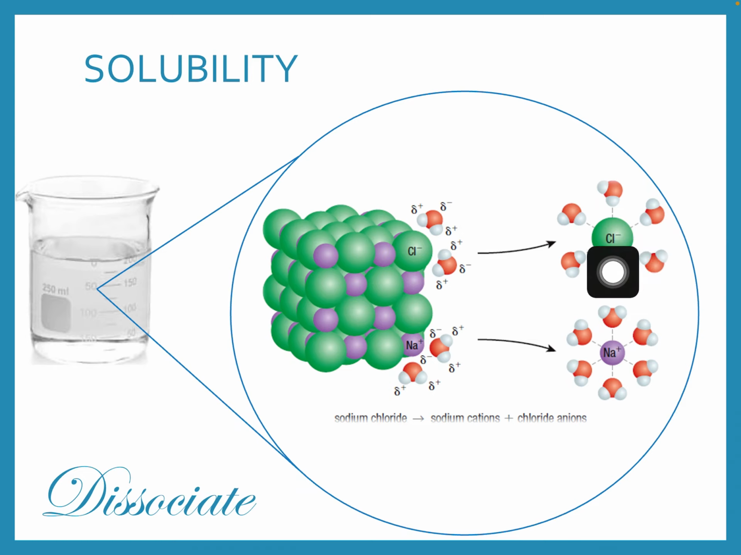So you can see that chlorine is surrounded by the hydrogen ends of water, which are the positive poles, or the slightly positive charges, and the sodium cation, or the positively charged sodium, is surrounded by the negative poles of the water. So sodium chloride is going to dissociate into sodium cations and chloride anions here.